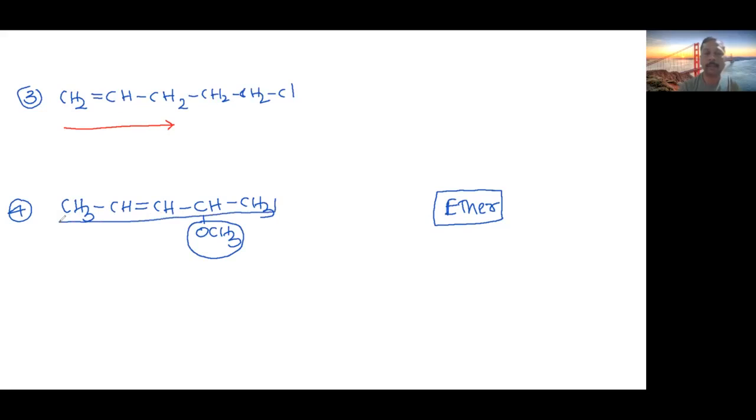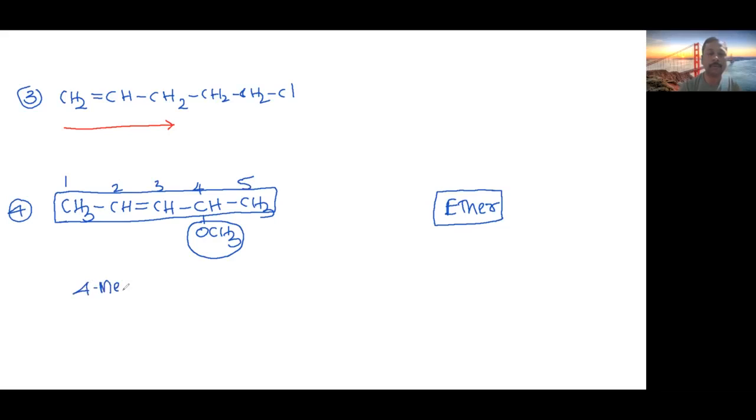So this will be the main chain. Numbering will be from left to right: 1, 2, 3, 4 and 5. Suppose in this place some ketone is there, then this will be the main chain. But ether is a functional group but treated as a substituent. Therefore, numbering will be from left to right, and naming will be: 5 carbon atoms are there. On the 4 you find methoxy.